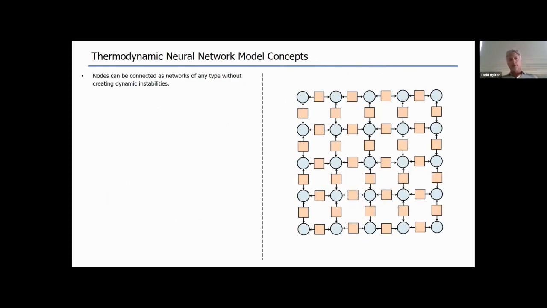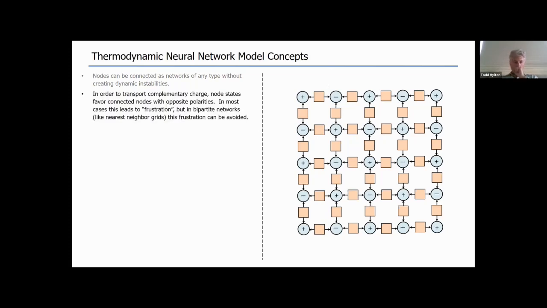So the nodes can be connected in networks of any type. There are no dynamic instabilities. There are no problems with feedback in this network. Typically, in the examples that I'm going to show you below, I'm going to show a number of nearest neighbor networks because it's very easy to visualize the dynamics in nearest neighbor networks. So here, again, the blue circles are the nodes and the weights are the edges. And so the way the network is updated is, well, before I say that, let me back up for a second.